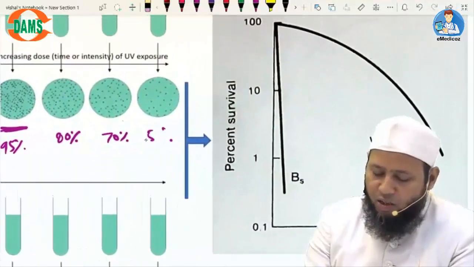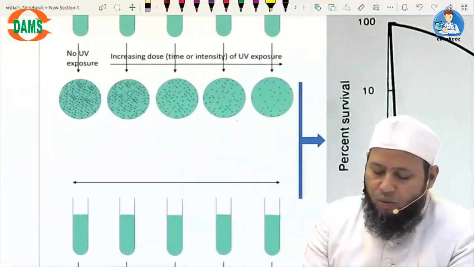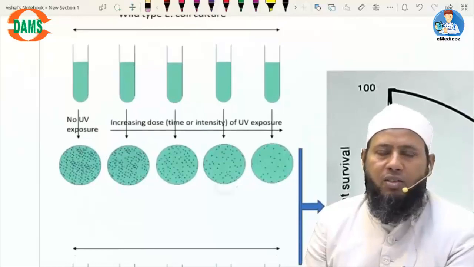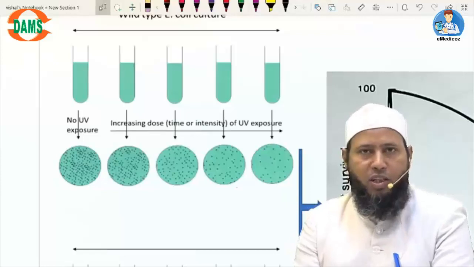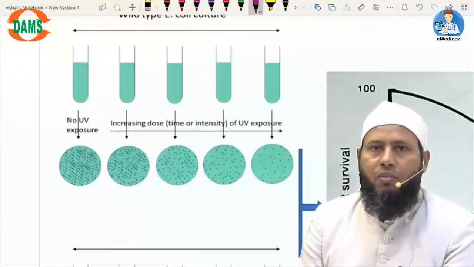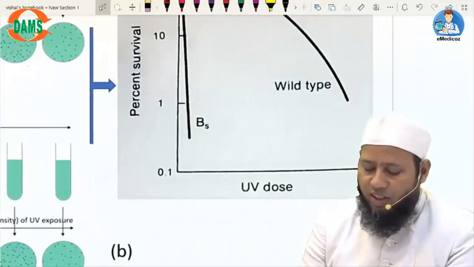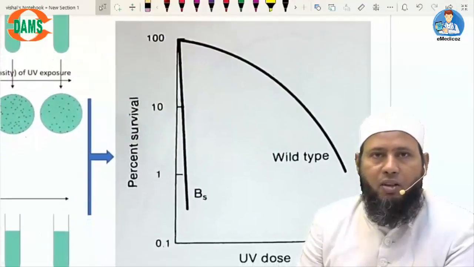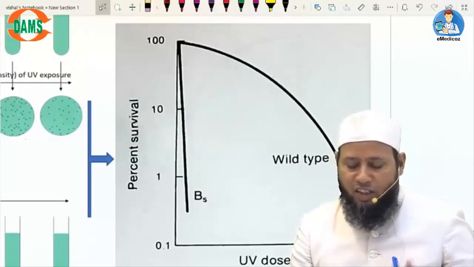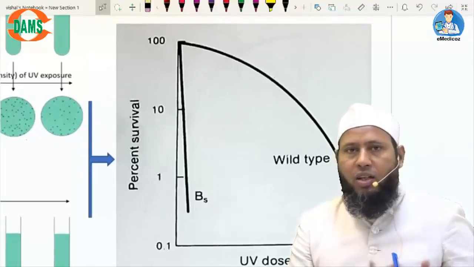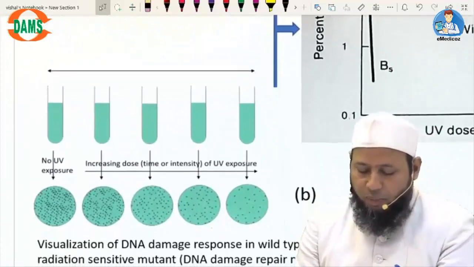And it can be some chemical also, for example, ethyl methyl sulfonate. You can add ethyl methyl sulfonate in the medium, at different concentrations or for different times of exposure to that chemical, and then you do the same experiment, count the colonies, get the percent survival, and plot those percent survival values. You will get a curve like this. This is called the percent survival curve, or the DNA damage effect, the effect of the DNA damage in the presence of some mutagen, physical or chemical.